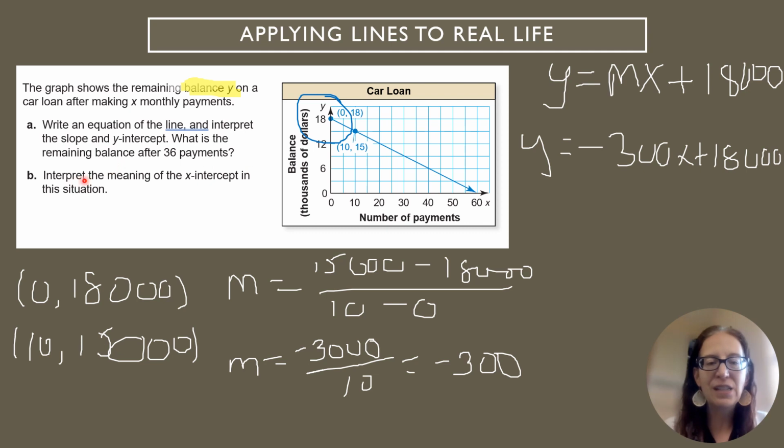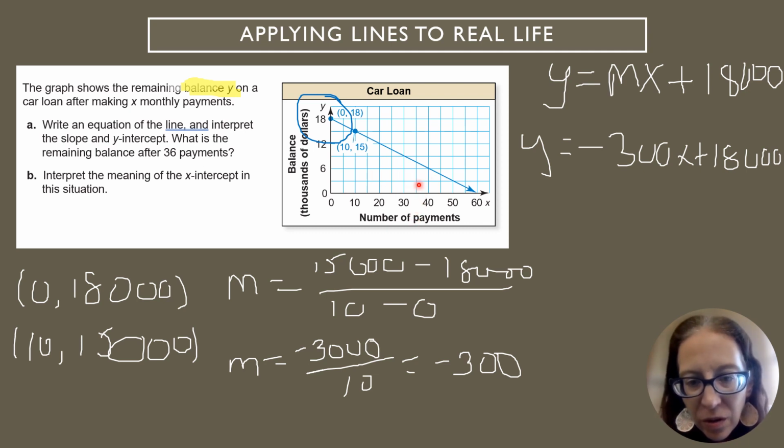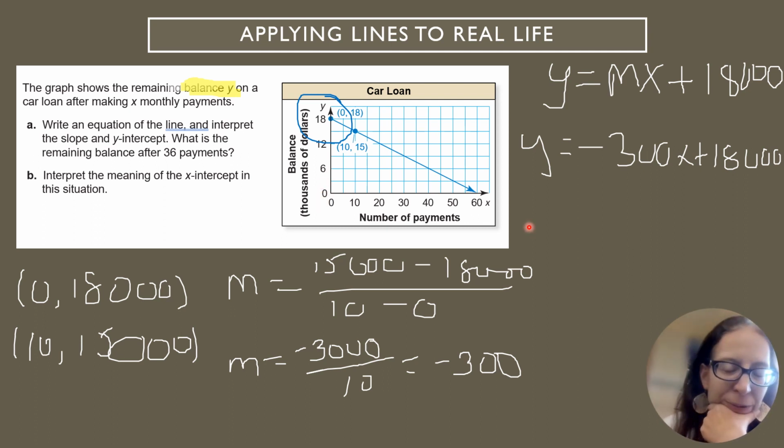And then the last question is, what is the remaining balance after 36 payments? You can get an idea of what it is from the graph. This would be 35, so 36 is going to be just a tiny bit over that. It looks like, if this is 6 and this is 9, it might be about halfway in between. If you need an estimate, you can do that. It's about halfway between 6 and 9, which would be about $7,500.